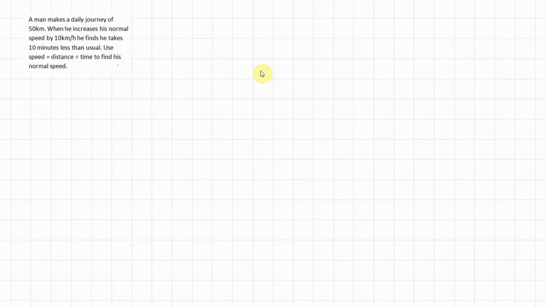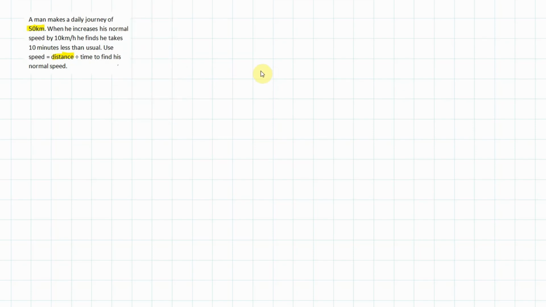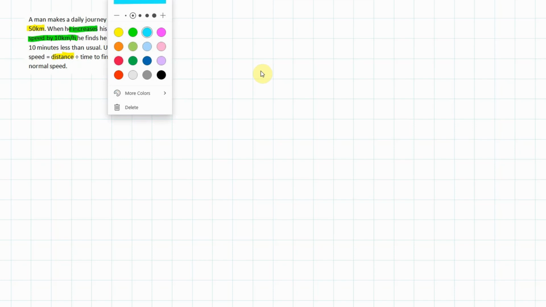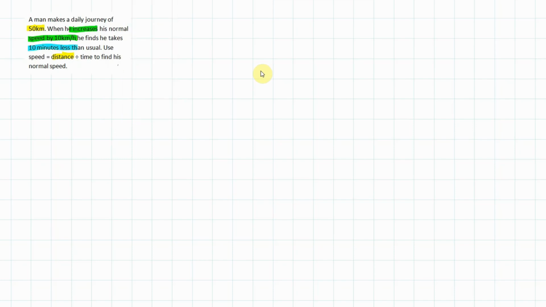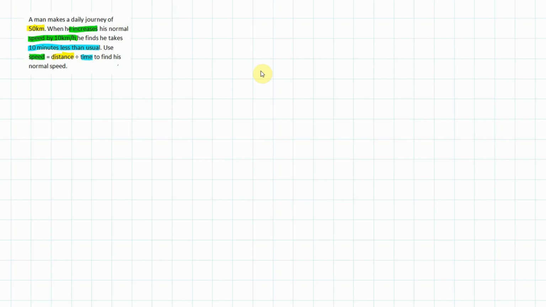First of all, we've got a man who makes a daily journey of 50 kilometers, so that's our distance. And we also know that when he increases his normal speed by 10 kilometers per hour, he finds that he takes 10 minutes less than usual. So that is time, and the green one, which is the speed. And we've got to find his normal speed using speed equals distance over time.